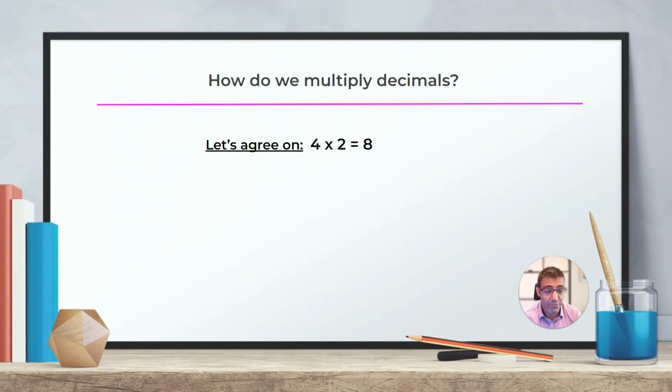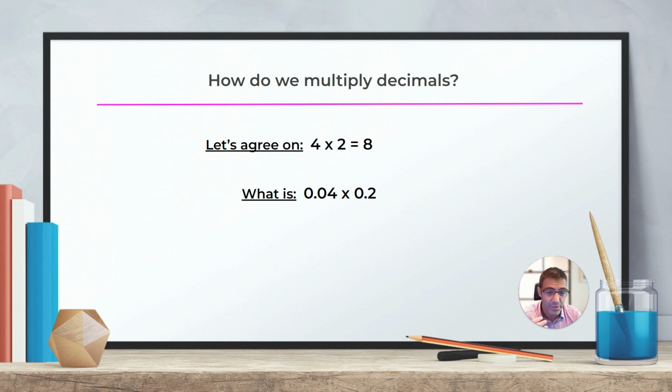So first, let's agree on 4 times 2 being 8. Do we all agree that 4 times 2 is 8? Okay, that's great. Now, what is 0.04 times 0.2? Now, if you follow the technique that we were looking at before, we need to think about the number of decimal points in 0.04 and the number of decimal points in 0.2.